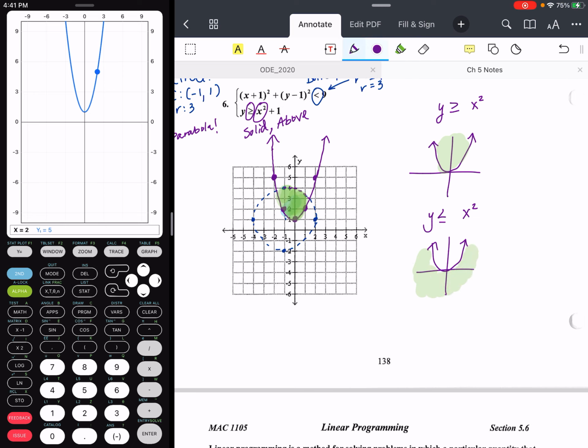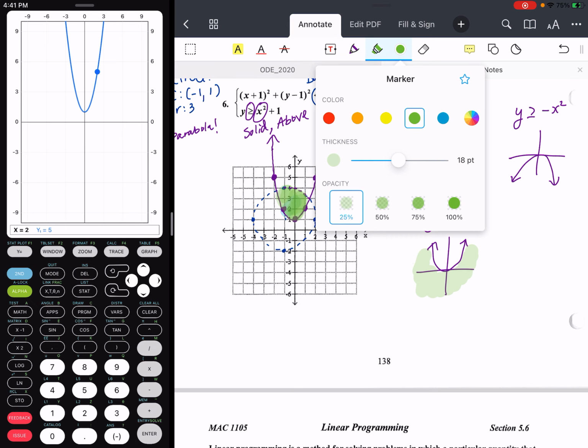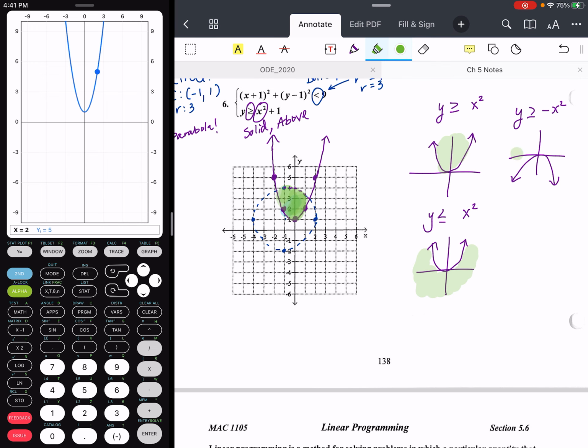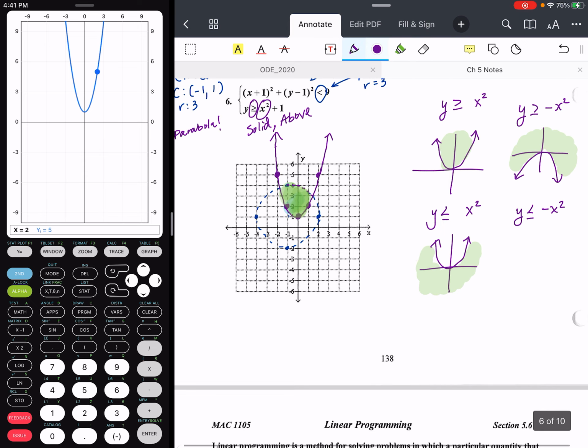And if I have a downward facing parabola, y greater than or equal to negative x squared, so there's my downward facing parabola, I would shade above my parabola like this. And if I have y less than or equal to negative x squared, I would shade down below my downward facing parabola. Like that. Okay, just to give you guys some parabola examples.